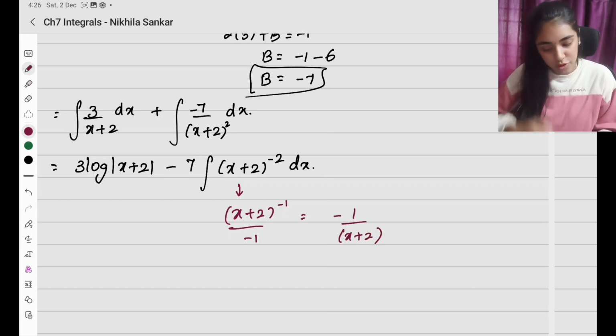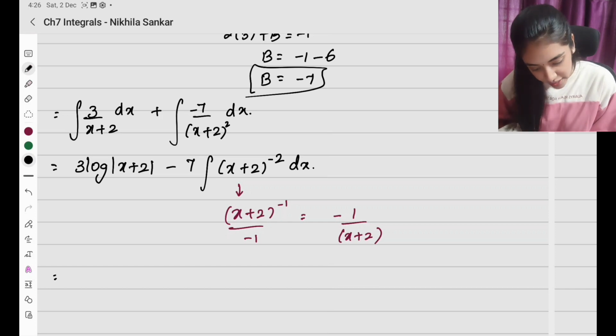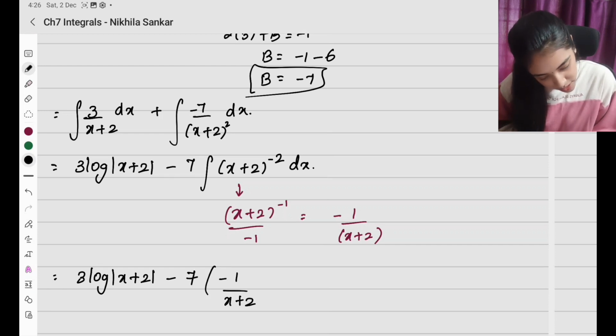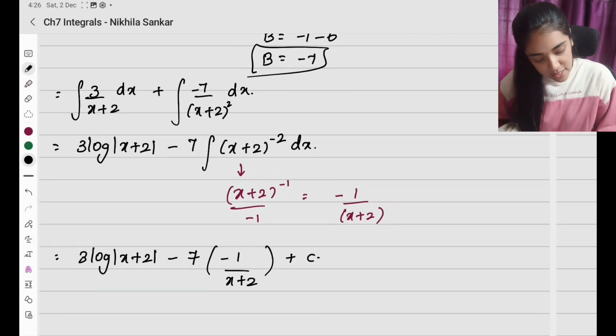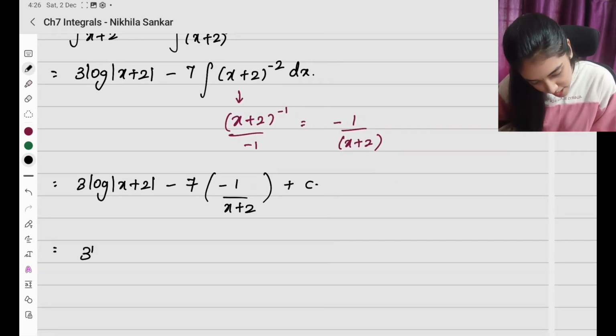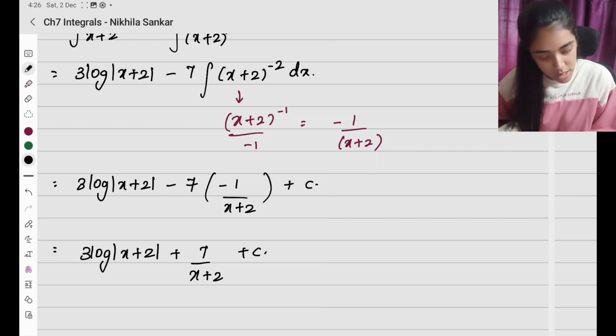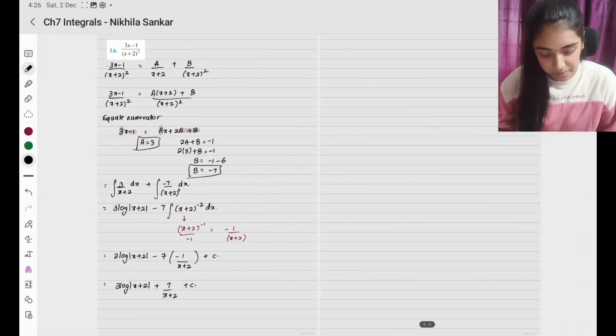So this is this particular term. So what do I have in the end? 3 log mod x plus 2 minus 7 times minus 1 divided by x plus 2 plus c. So the minus and the minus becomes a plus. So 3 log mod x plus 2 plus 7 divided by x plus 2 plus c. So this is my final answer. Okay, please copy.